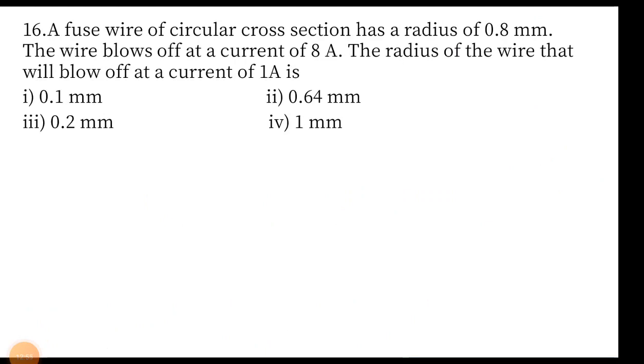Then a fuse wire of circular cross section has a radius of 0.8 millimeter. The wire blows off at a current of 8 ampere. What is the radius of the wire that will blow off at a current of 1 ampere?